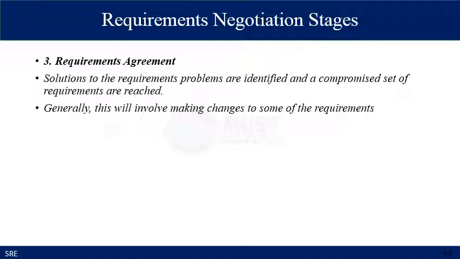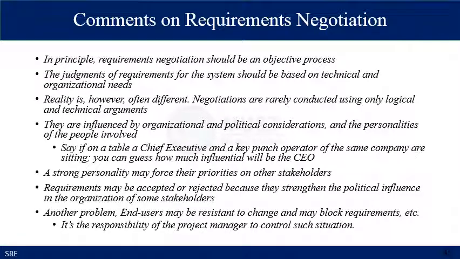So once the requirements are prioritized, the final task in the requirement negotiation stage is the requirement agreement. Solutions to the requirement problems are identified and a compromise set of requirements is finally reached. Generally, this will involve making changes to some of the requirements. In principle, requirement negotiation should be an objective process and the judgments of the requirements for the system should be based on technical and organizational needs.